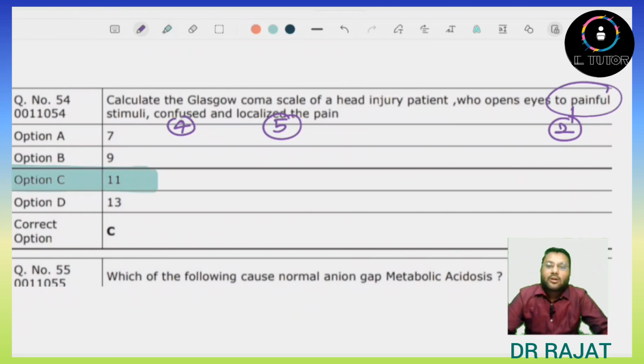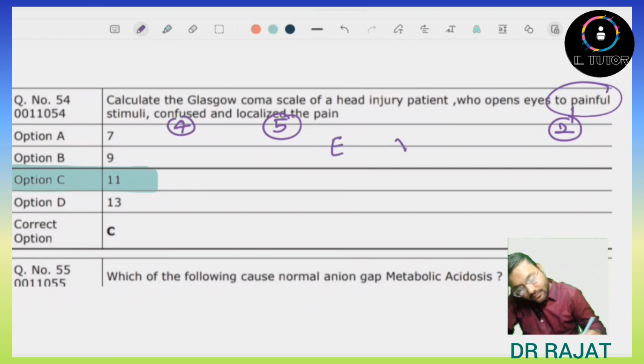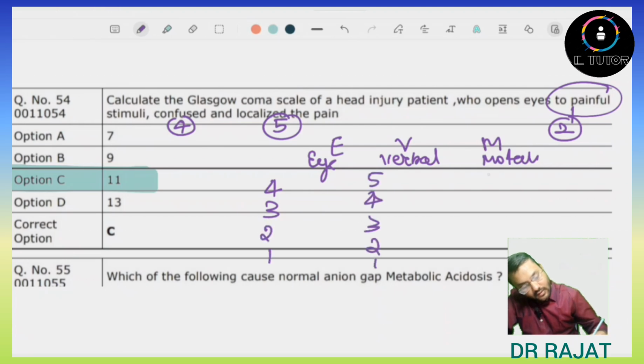So for this you have to read whole Glasgow Coma scale grading, which is EVM, eye opening, verbal response, and motor response. In eye there is 4, 3, 2, 1. In verbal 5, 4, 3, 2, 1. And motor 6, 5, 4, 3, 2, 1. So here for painful, 2, 4 is for confused, and 5 for localization of pain.